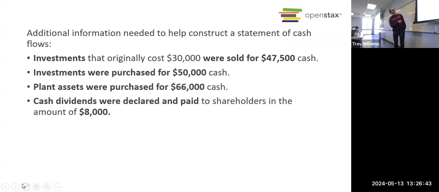Here's some other information that we're going to need to know, because again, not everything we need to know for our statement of cash flows comes from our financial statements. Some of it we have to get from other sources. So here it says there were some investments that cost $30,000, but we sold them for more than that. So we had a gain. We bought some investments using cash. We bought some plant assets using cash. We declared and paid dividends, $8,000.